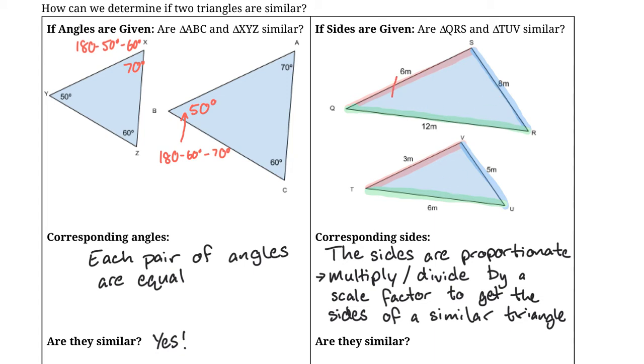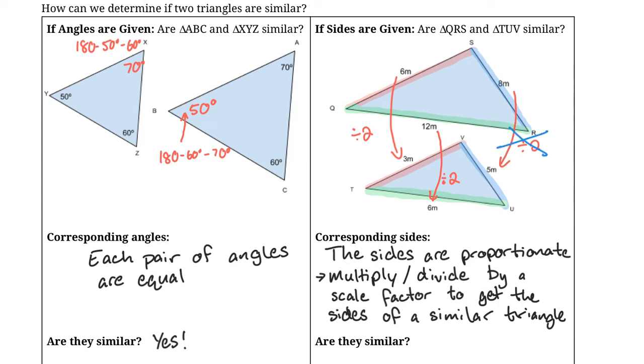I know that if we take 6 and divide that by 2, we'll get 3. And if we take 12 and divide that by 2, we'll get 6. So that needs to work for the third pair of sides. If we take 8 and divide that by 2, we do not get 5. 8 divided by 2 is 4.